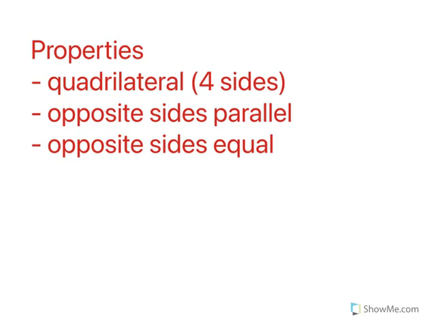So the properties. It is a quadrilateral because it has 4 sides. The opposite sides are parallel. The opposite sides are equal. We could also add to this that opposite angles are equal. Should have thrown that in there.